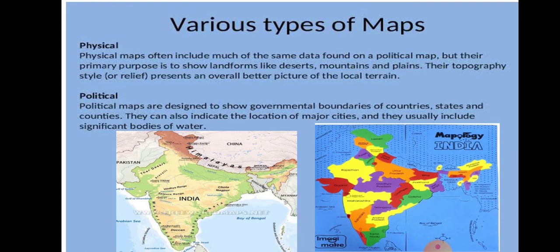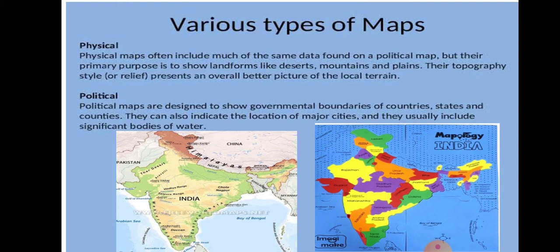So let's see various types of maps. We have a number of maps, but mainly two types. You already learned this in your 6th class. Again, remember, we have mainly two types of maps. One is the physical map and the other is the political map. Let's see the physical map.